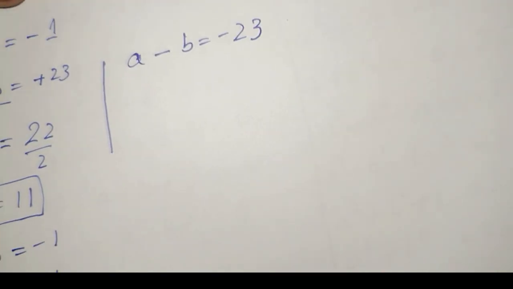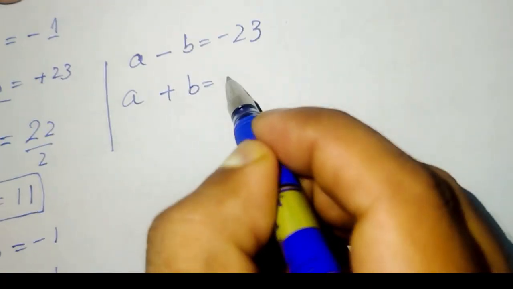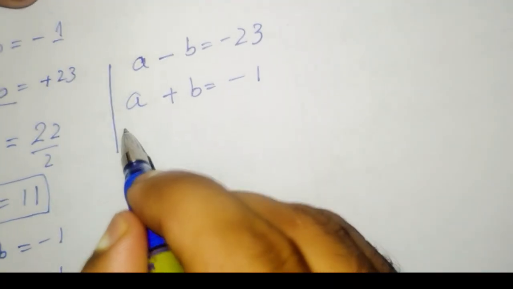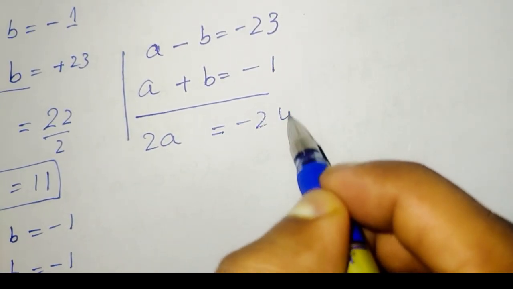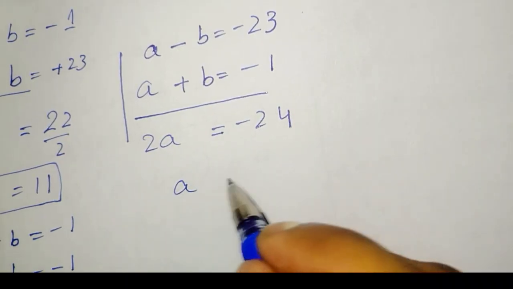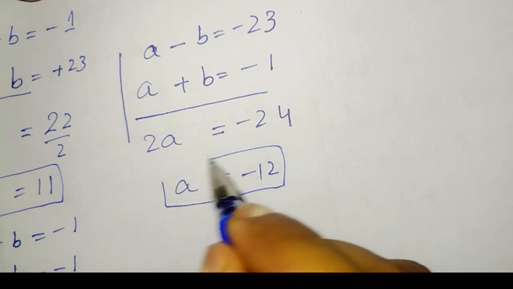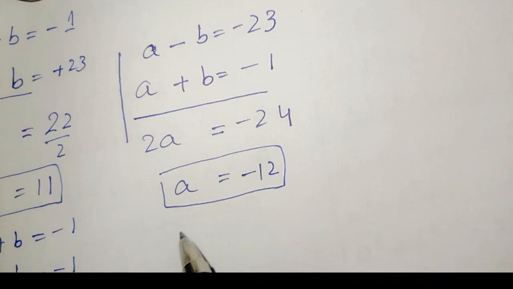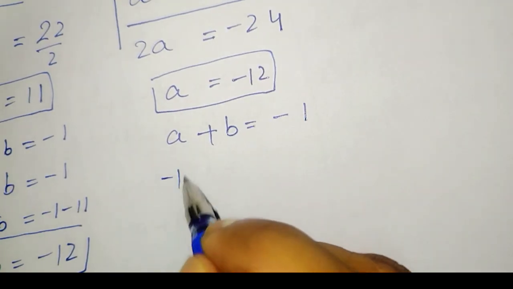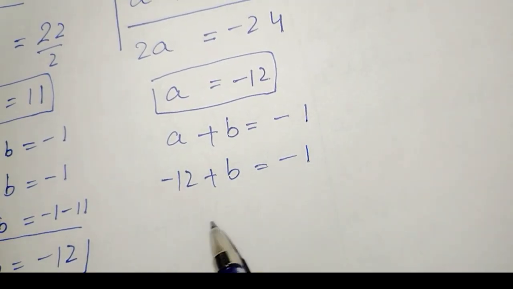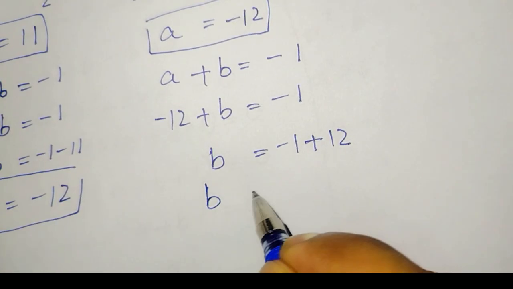Now heading toward the second case, here a minus b equals minus 23 and a plus b equals minus 1, our equation number 3. Now if we again add these two equations, then this is 2a equals minus 24. If we divide again by 2 on both sides, then a equals minus 12. So here a becomes minus 12. Now if we use the value of a in this equation, a plus b equals minus 1, if we put here minus 12 plus b equals minus 1, then b becomes minus 1 plus 12, and b we got here is 11.